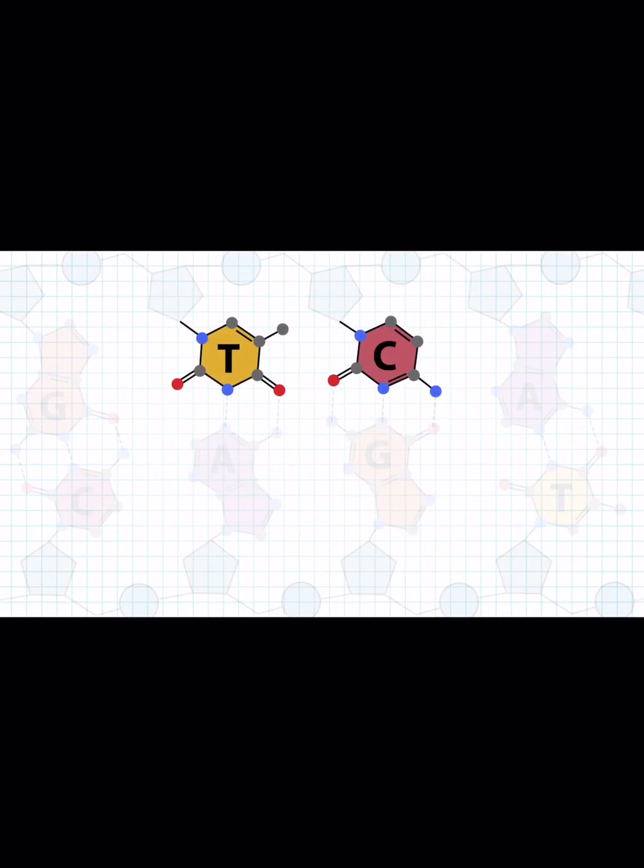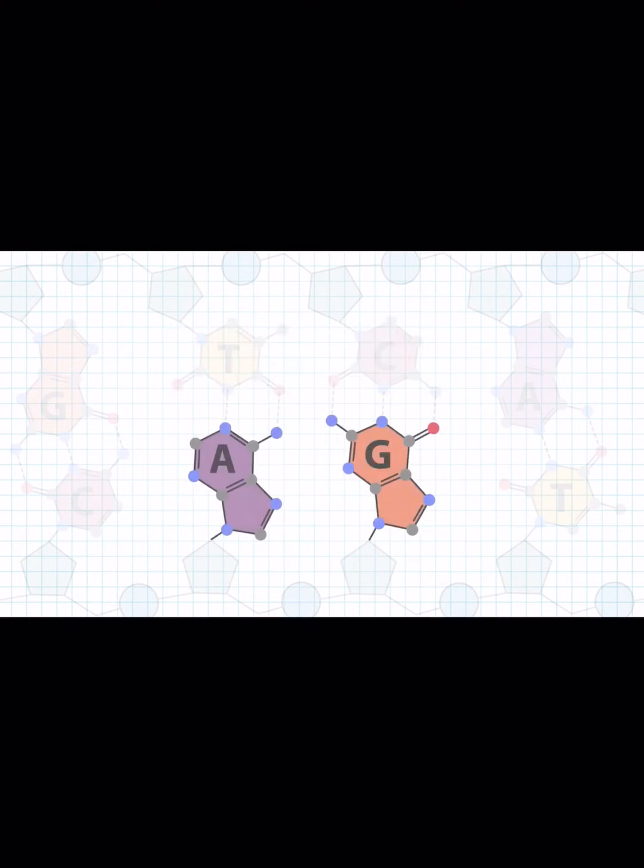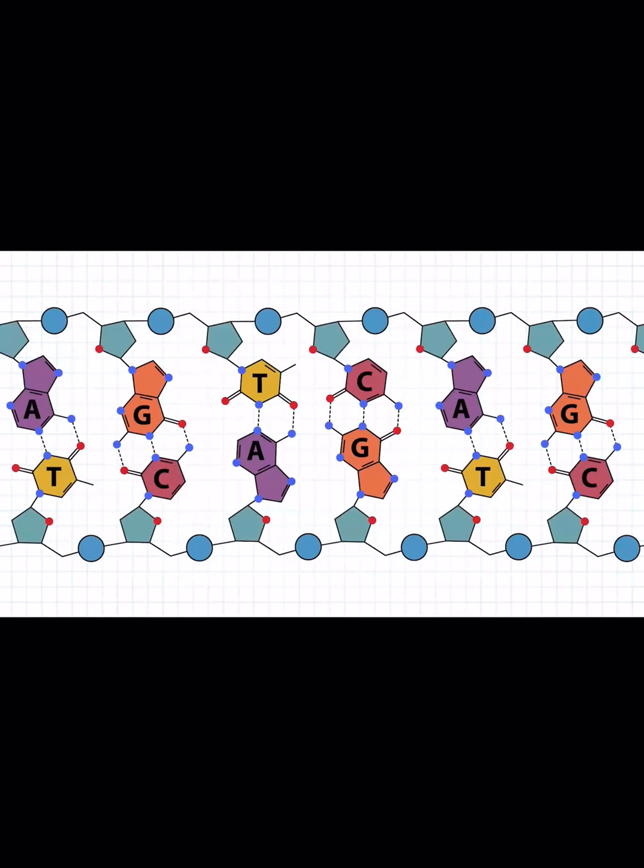Thymine and cytosine are called pyrimidines, characterized by their single ring structure, and adenine and guanine are called purines, which have double rings. The geometry of the AT or TA and GC or CG base pairs is the same, allowing for symmetry and base stacking in the helix.